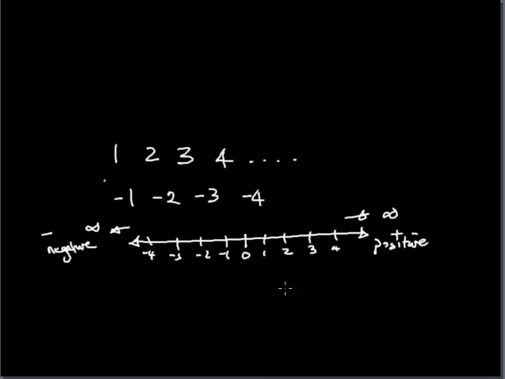In all the things that you're going to be doing in mathematics, you're going to be encountering this kind of numbers. Another kind of numbers that you're going to be encountering is called rational numbers. They are in fractions.